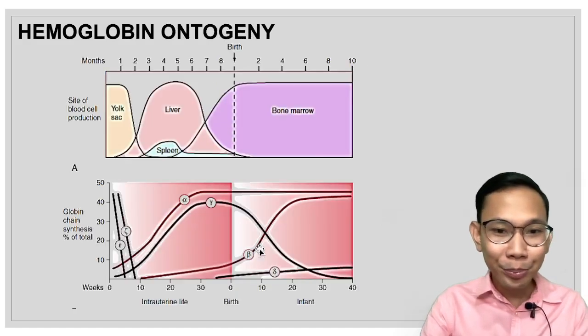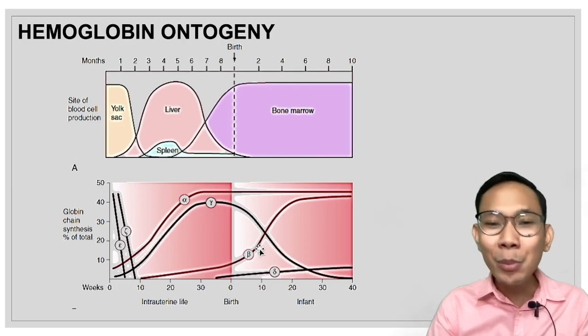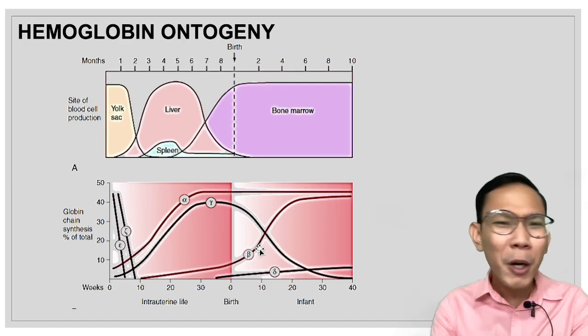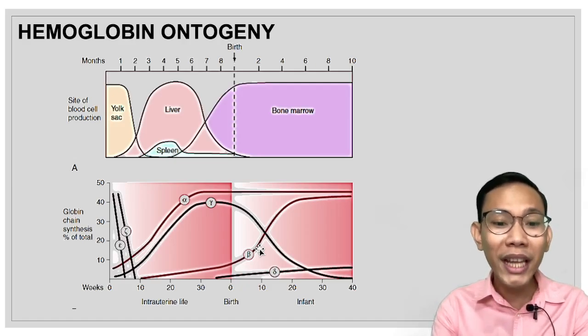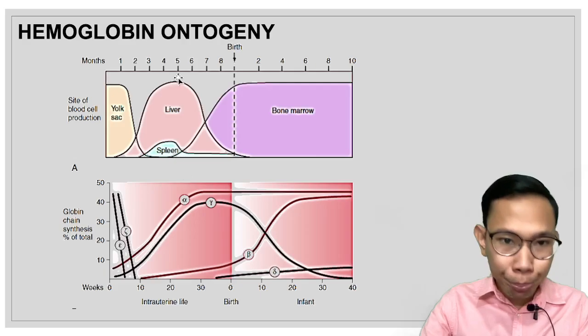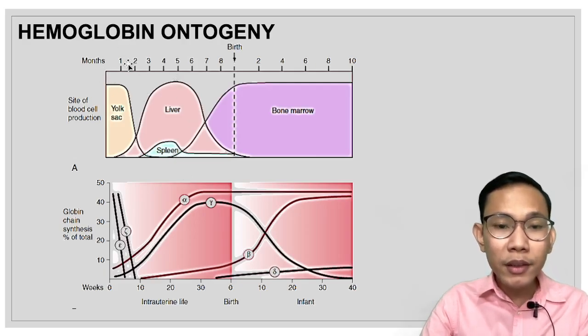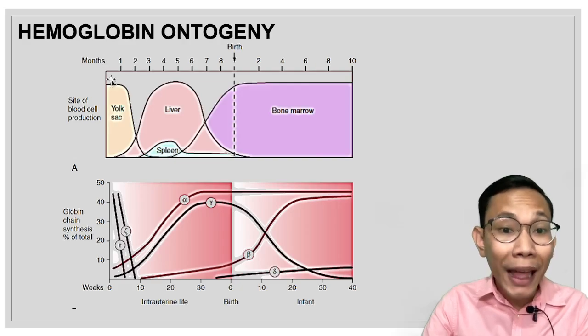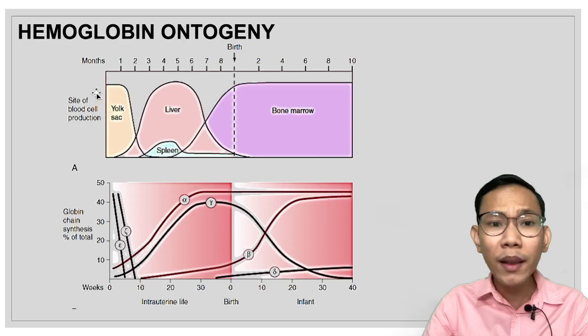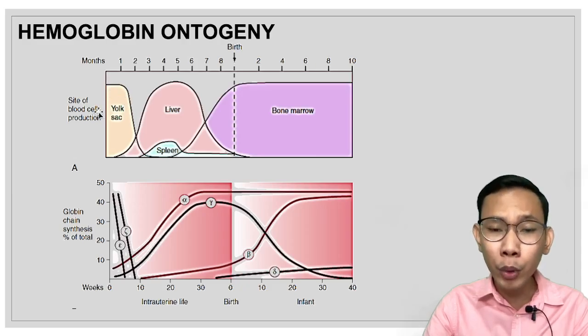Okay, let's proceed. So let's talk about your hemoglobin ontogeny. Doc, ano po ba yung hemoglobin ontogeny? Yung hemoglobin ontogeny, it refers to the origin and development. So it's all about the origin and development. So tingnan natin. At the first stage, at the first month of life, kung nasa sinapunan pa during your prenatal stages, the site of your blood production at first trimester is actually in the yolk sac. I believe this was already discussed in your hematopoiesis, no?